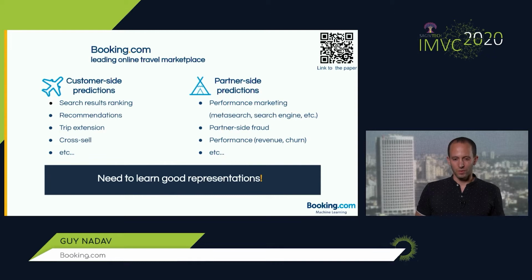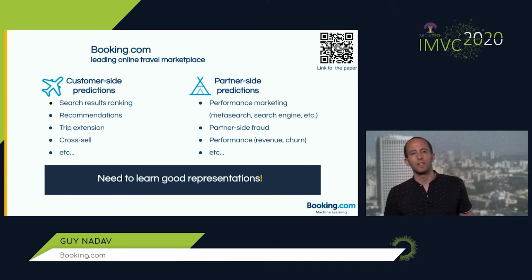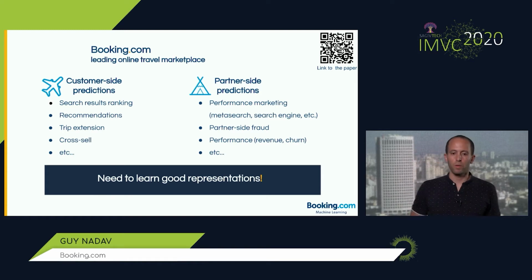At Booking, we deal with a variety of ML problems like ranking properties, personalizing the user experience in the website, fraud detection, etc. To be able to make good and efficient predictions across all of our use cases, we need good representations for our data.